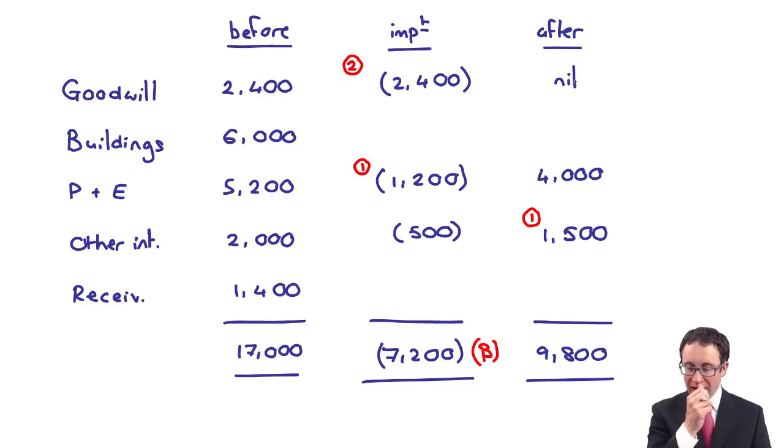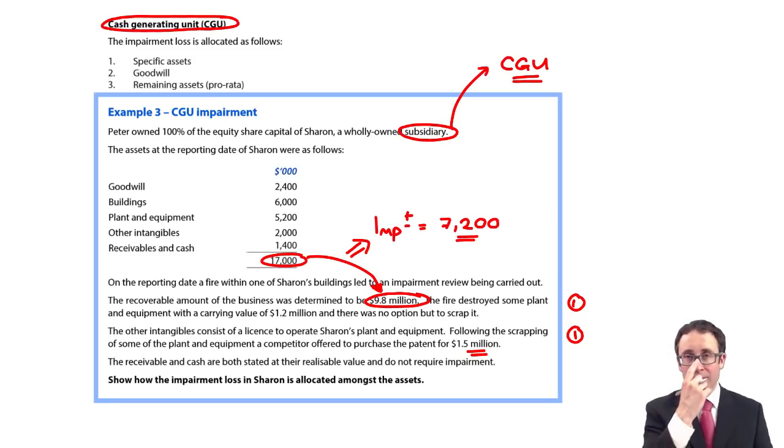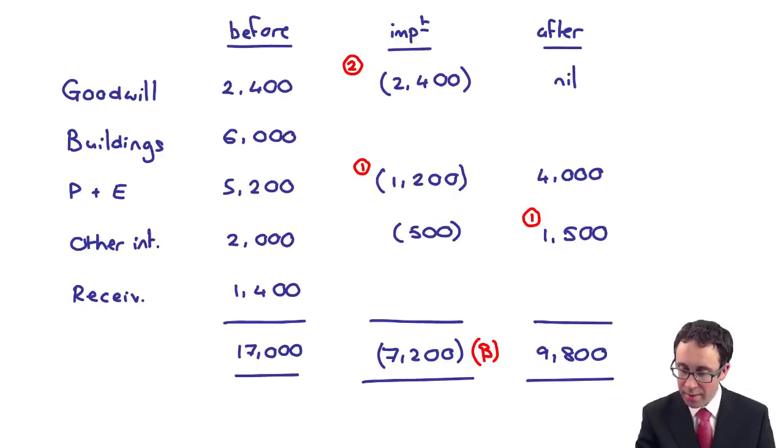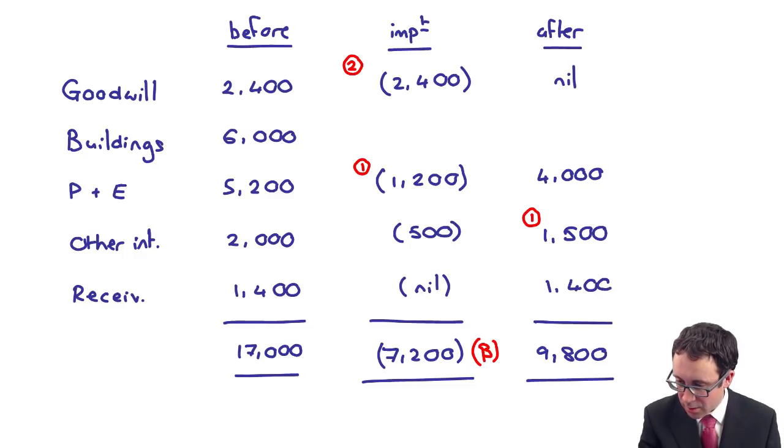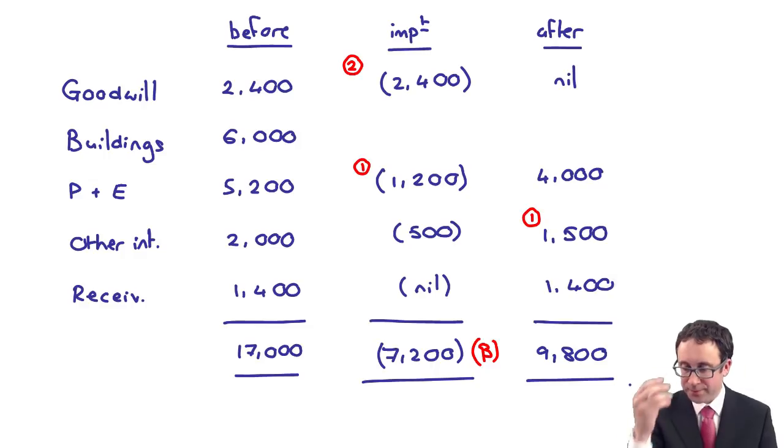And then where are we? We now look at the receivables and the buildings. Okay. Well, the third step is to split it over the remaining assets pro rata. Well, it says in the final paragraph, receivables and cash are both stated at their realizable value and do not require impairment. Well, cash couldn't be impaired anyway, could it? Cash is cash. You either have it or you don't. So that is not impaired. Okay. So that stays at 1,400.